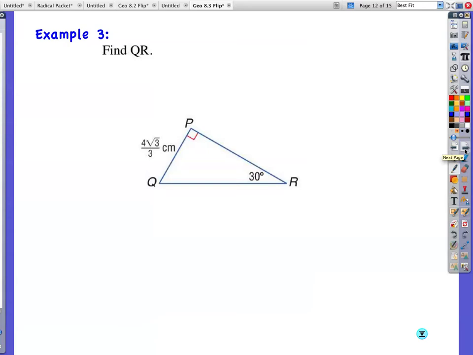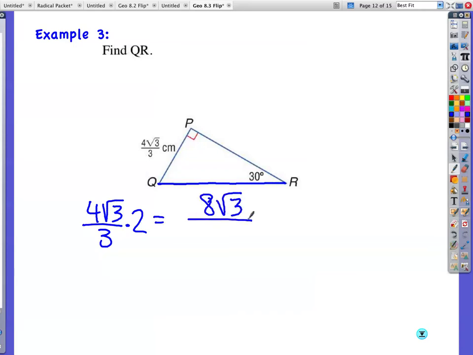They want us to find the distance from Q to R. Whoa. Okay, so I'm going to go from my short side to my hypotenuse. We have to be able to identify all of these sides here. And my short side is half of my hypotenuse, so my hypotenuse would be twice as much as this. So I have to take 4 square root 3 over 3 times 2. And that gives me 8 square root 3 over 3, because this is like 2 over 1, top times the top, bottom times the bottom.